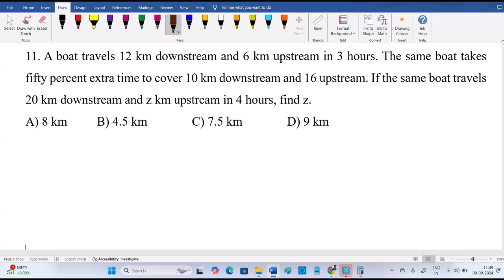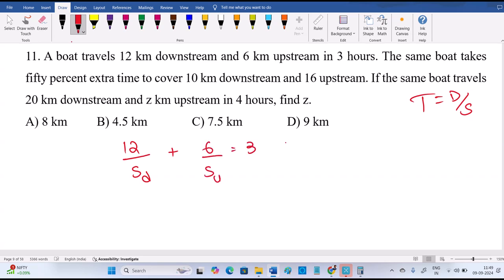Pretty much similar to this. We have discussed already certain questions. 12 kilometer downstream and 6 kilometer upstream in 3 hours. Time is distance by speed. So 12 kilometer downstream plus 6 kilometer upstream in 3 hours.